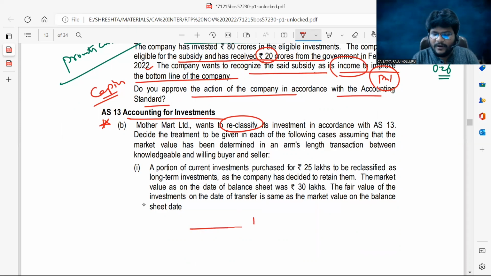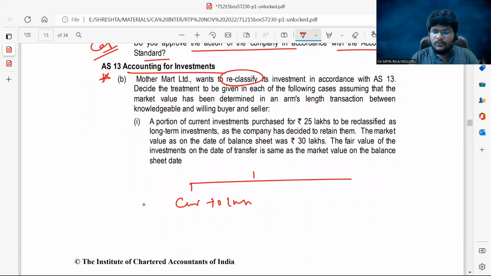What are the provisions for reclassification? If the reclassification happens from current to long term, at which value do I need to reclassify? That is current to long term, and long term to current.